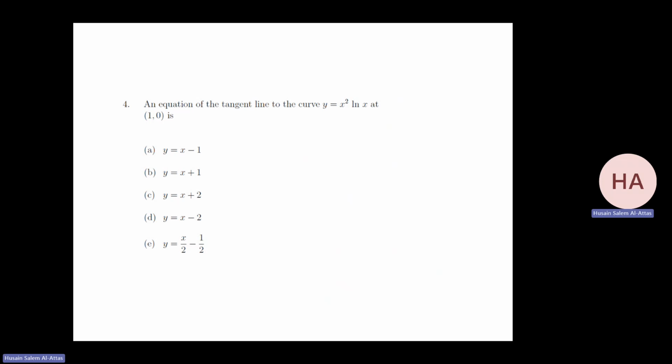So that will give us an equation to the tangent line to the curve at this point. Okay. This is the point of tangency satisfying the curve. How to find the equation? First find the slope, m tangent, y prime at 1. So what is y prime? Product of two functions. Derivative of the first, 2x ln x, plus x squared, derivative of ln x, which is 1 over x.